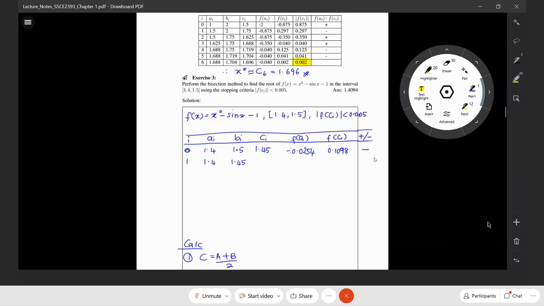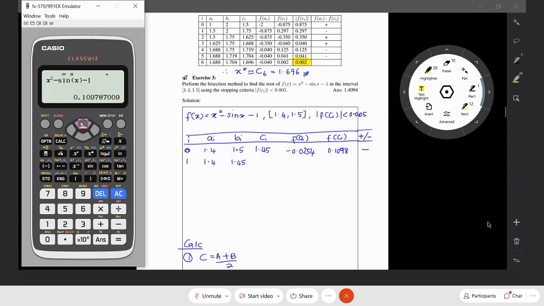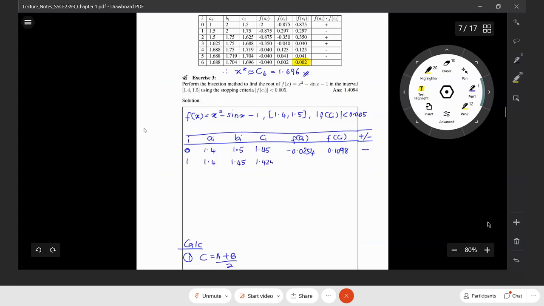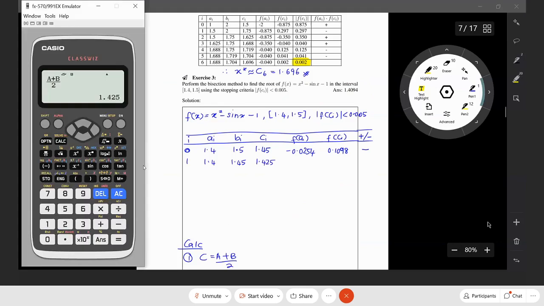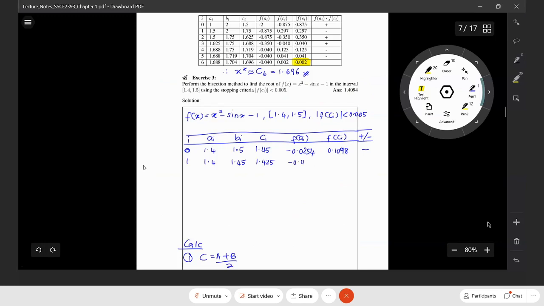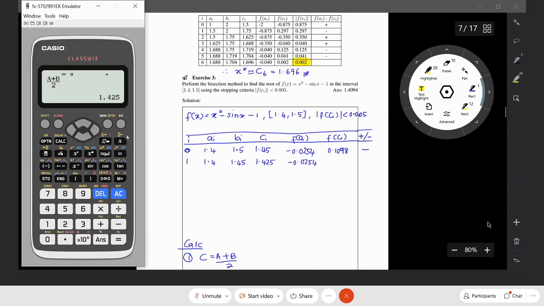So go back to the calculator. In your calculator, find A plus B over 2. Now you press the calculate button. Your value of A is 1.4, the same one, but you already changed your B. B is 1.45. So you now have a new value of C, 1.425. And FA, since A remains, is also the same as previous, negative 0.0254. But FC is changed now because we have a different value of C.